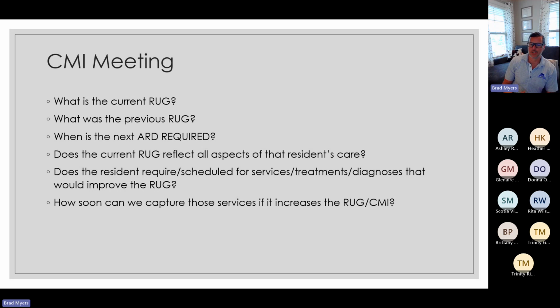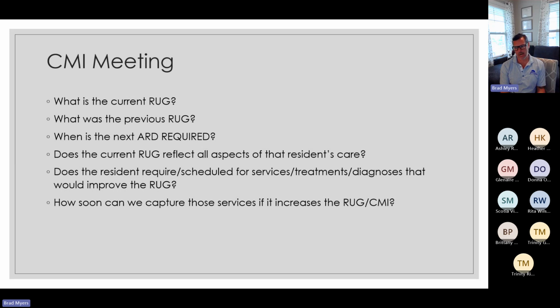So we need to be talking about when this resident is now 2 or 3 weeks out from their ARD. What is the current rug on this person? If it's their rehab or their extensive services, you're probably not going to have as detailed of a conversation because those rugs are already pretty high. But if this is a PA1, a PB1, something that's really, really low that's going to pull down the facility's overall case mix, you're going to want to have a very detailed conversation about those people.